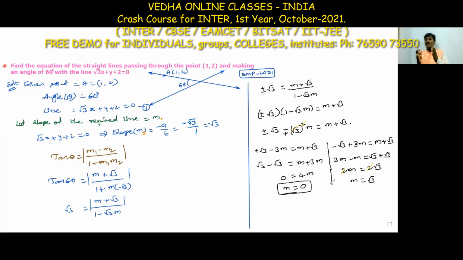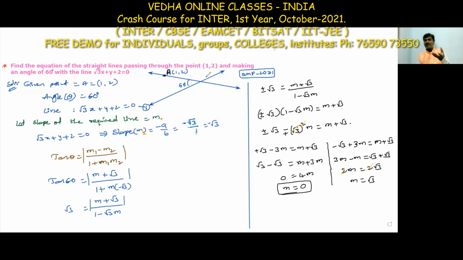We are getting the m values: m is equal to 0 and m is equal to root 3. Case 1 and case 2. When we know the slope and a point, we can find the equation of the line. Here the point is already given in the question.